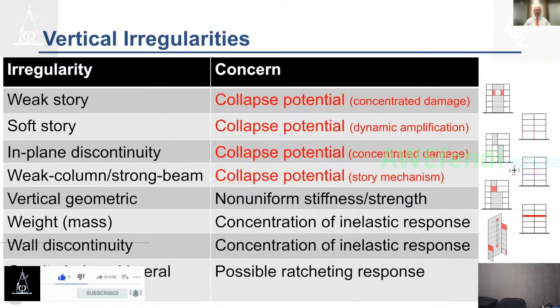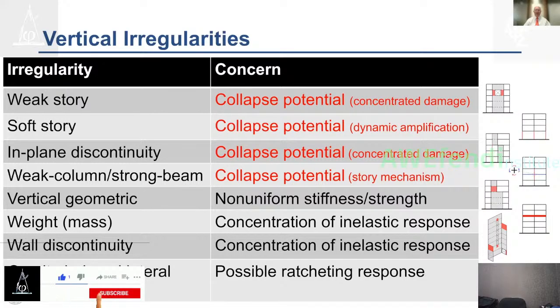The weak column, strong beam issue is a moment frame irregularity. The idea being that when you look at the joint of a moment frame, the beams and columns that frame into it, if the system prefers to have hinging in the columns, there's a greater chance that all of the columns in a single story could hinge. And if that's the case, then the story could collapse. And so that's of concern.